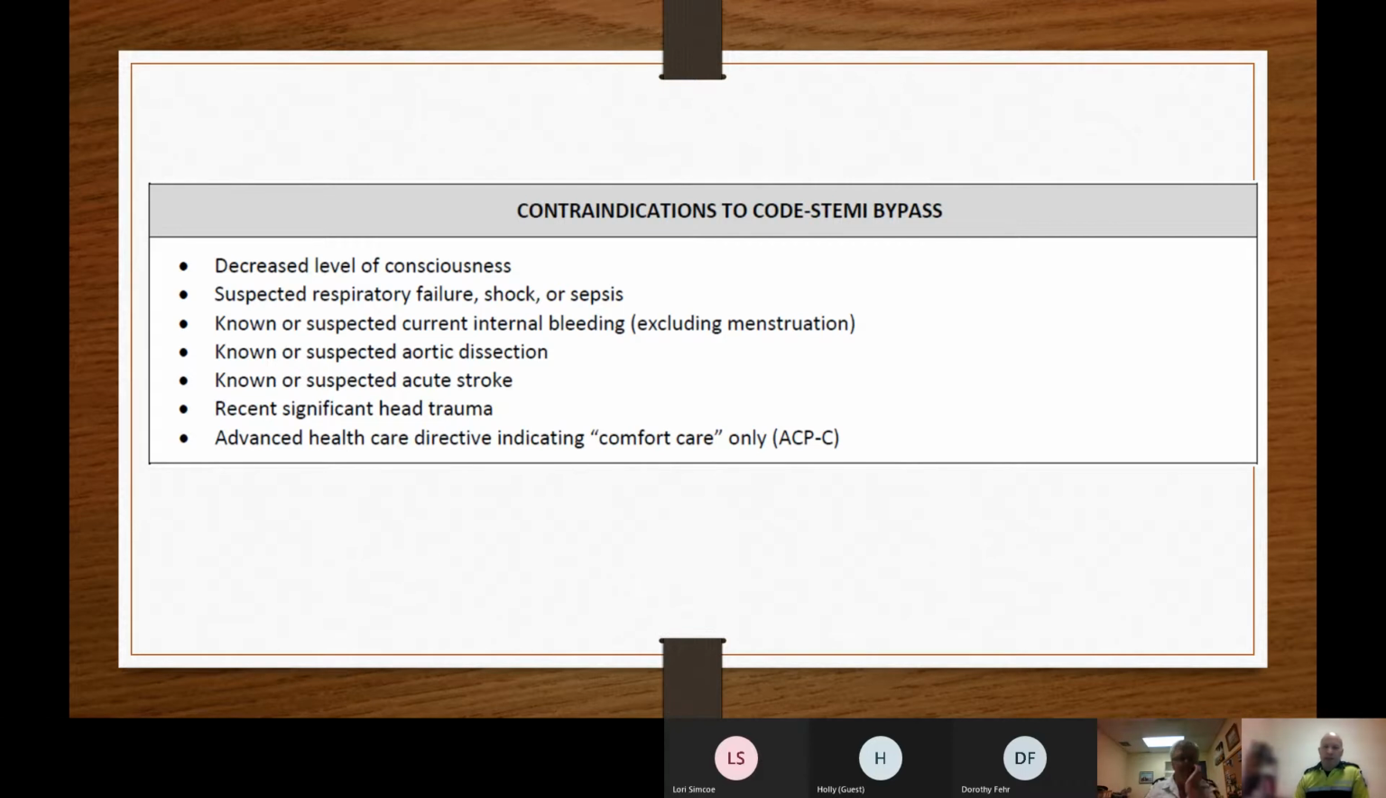So obviously a lot of the care we're going to give for our patients with ACS is going to deal with clotting factors. So if they've got an uncontrolled internal bleed, a lot of the things we're going to do to help these patients can be ruled out. So we're going to have to deal with that first. Known or suspected aortic dissection.